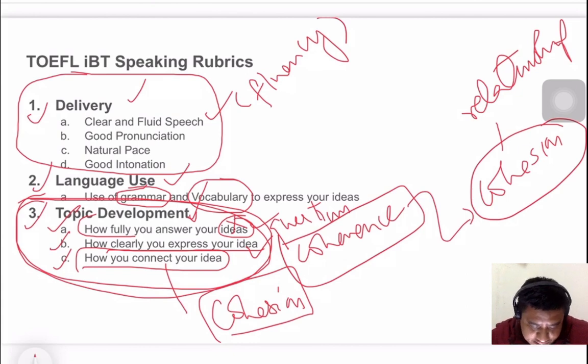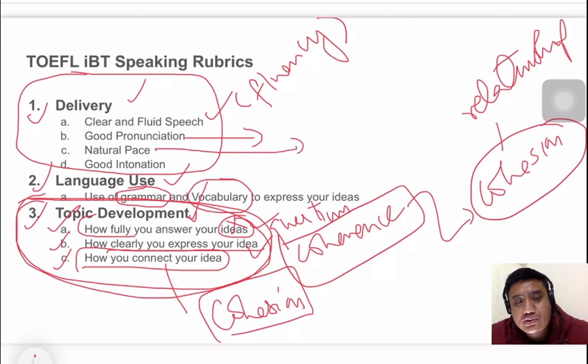The next one is your pronunciation. Are you pronouncing the words accurately or not? Something that they check. And the third thing is when you are speaking, do you speak with a natural pace or not? If you're speaking very fast, then it might be very difficult for others to follow, right? So it's very important that you speak with a very normal pace. The pace with which you speak.